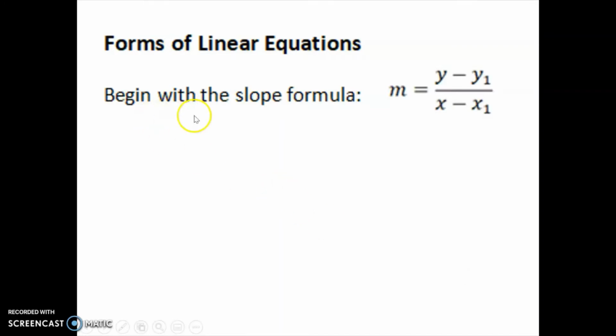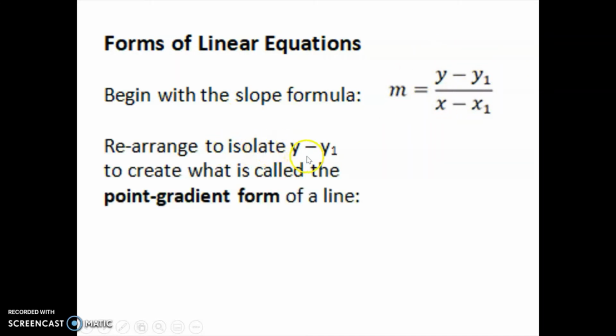To find the next form of a linear equation, we begin with our slope formula, right? Our slope formula looks like this. Now, I want you to rearrange to isolate y minus y1. That means move this over to this side so that only this is left on this side of the equation. When you do that, what do you get? It should look like this. I multiplied both sides by x minus x1 because that will get rid of it in this fraction and make it appear over here. Slope times that. This is called the point gradient form of a line, and it comes from our slope formula.